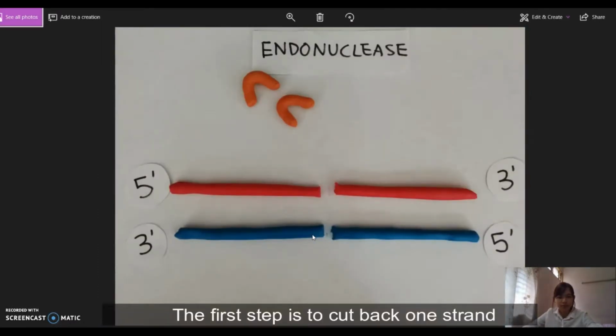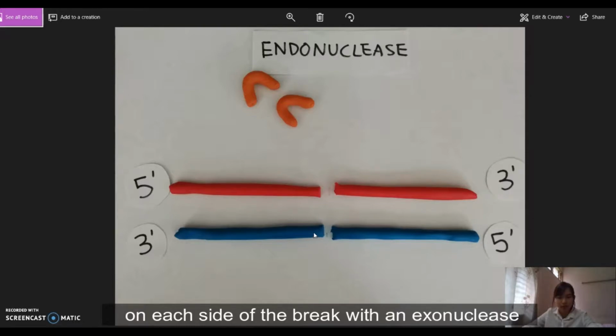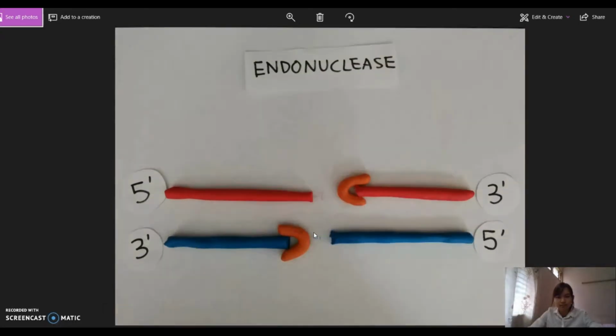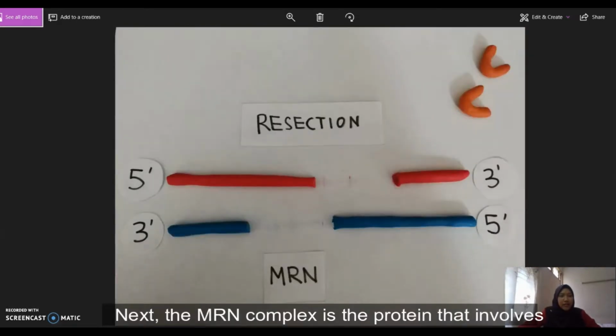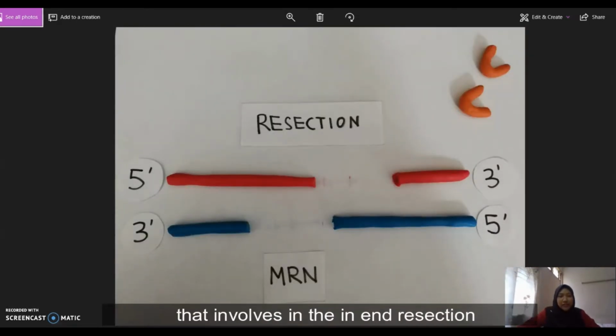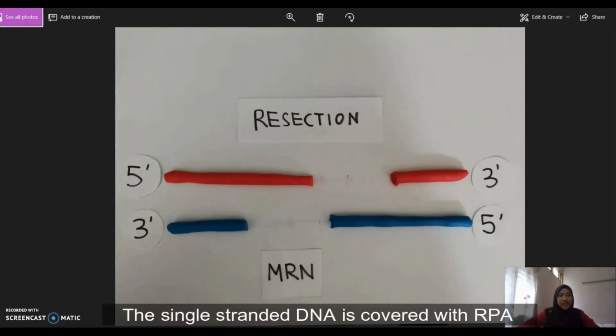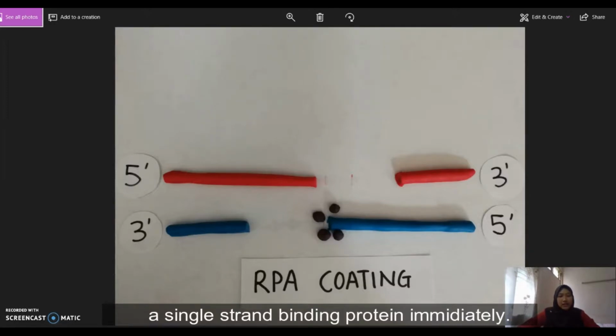The first step is to cut back one strand on each side of the break with an endonuclease, making a 3' overhang, in order to create single-strand regions which are necessary for subsequent strand invasion. Next, the MRN complex is the protein complex that is involved in this end resection. The single-stranded DNA is immediately covered with RPA, a single-strand binding protein.